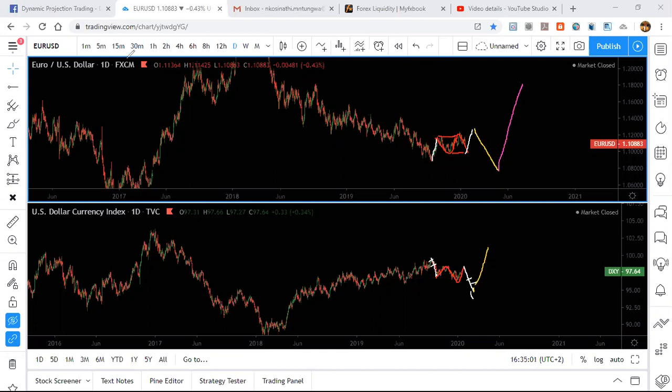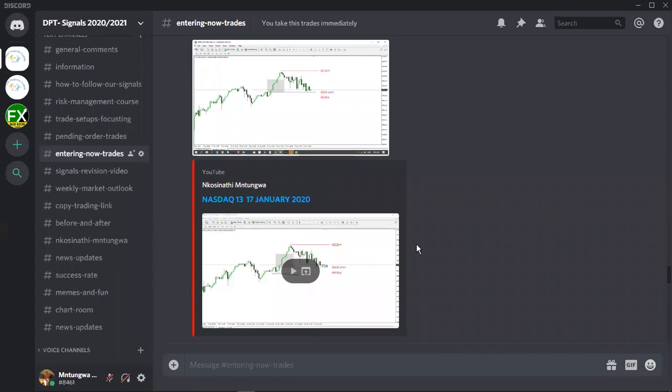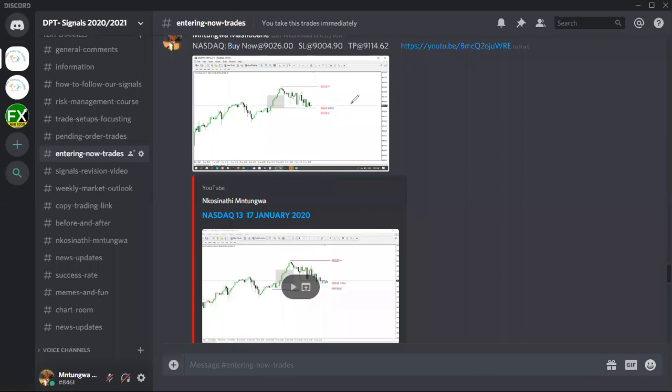What we had last week on our group, we had trades that we took on our group, which went successfully. We had 5 trades that went successfully last week. Let's check on our group what we had last week. We had the Nasdaq. I post a signal, and below the signal there's a video that explains the signal. So you look at the signal. The signal looks like this.